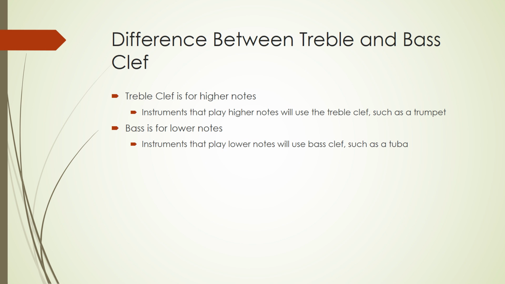There are differences between the treble and the bass clef. As you saw, each clef has different notes. The treble clef is used for higher notes. Instruments that play higher notes will usually use the treble clef, like a trumpet. Since a trumpet is considered a high brass instrument, it will use the treble clef rather than the bass. The bass clef, on the other hand, is used for lower notes. Instruments like a tuba will use the bass clef since they tend to play lower notes.